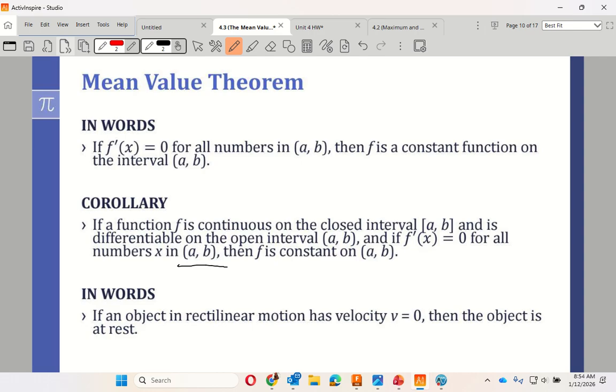In words, if an object in rectilinear motion has velocity equals 0, then the object is at rest.